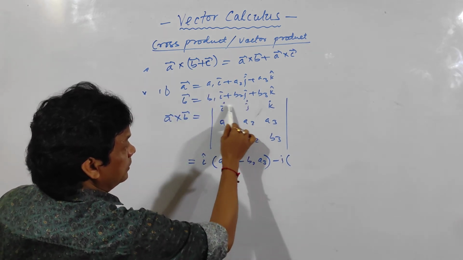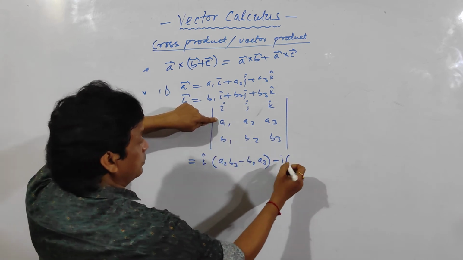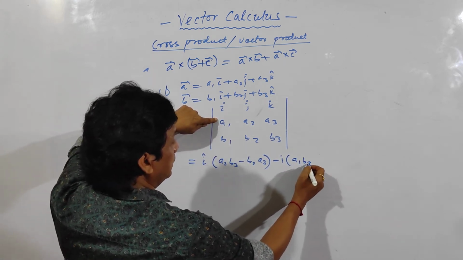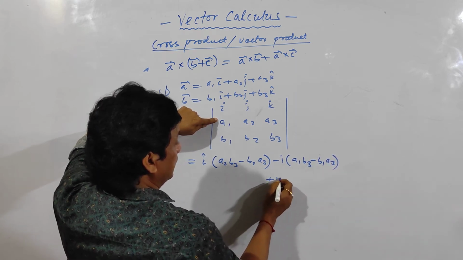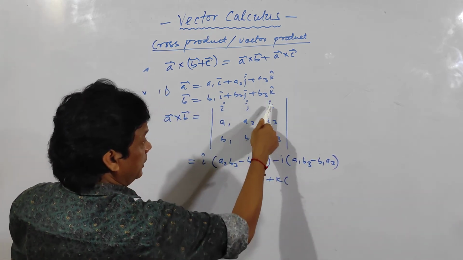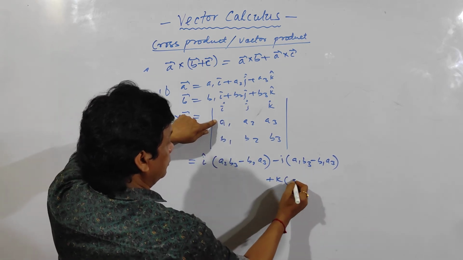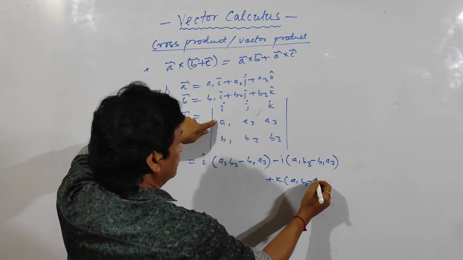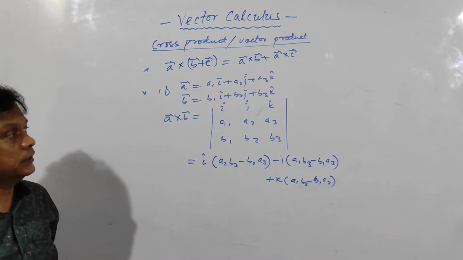Omit this column and this row. These four terms remain. Apply the cross multiplication: A1 B3 minus B1 A3. Then plus k cap. This column and this row are omitted, so these four quantities remain: A1 B2 minus B1 A2. So this is your value of A cross B. Clear?